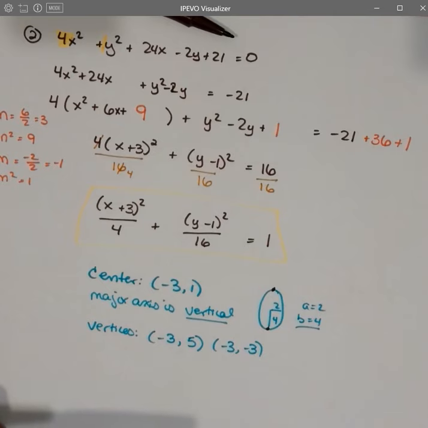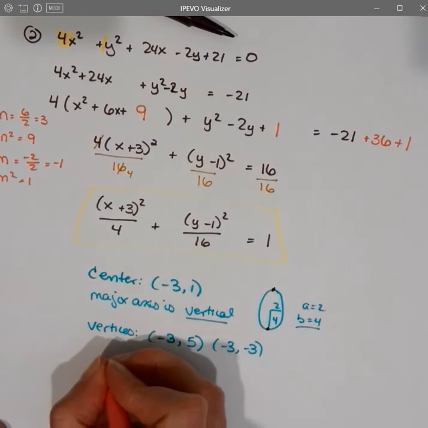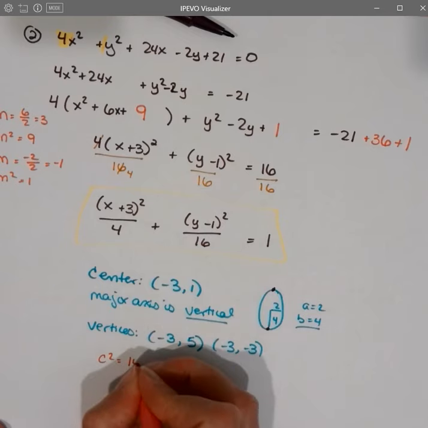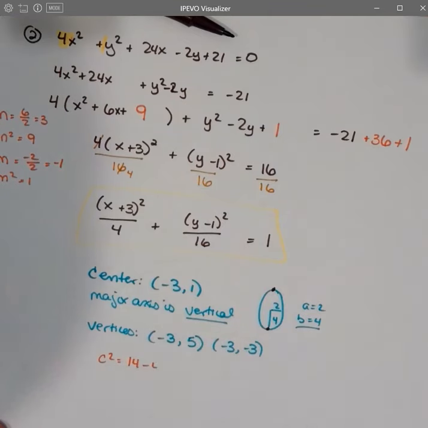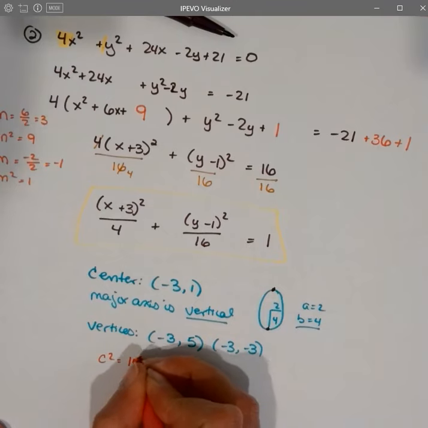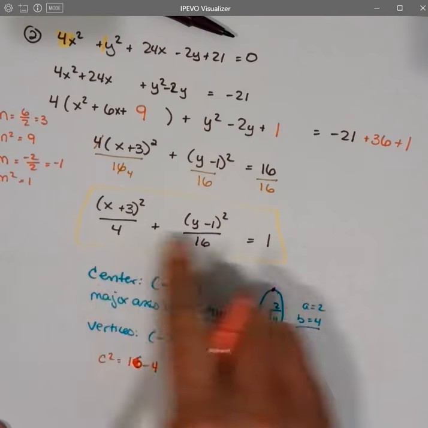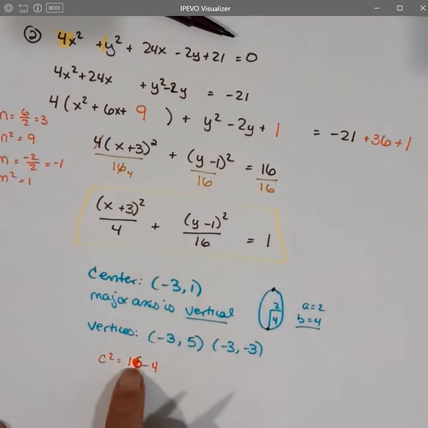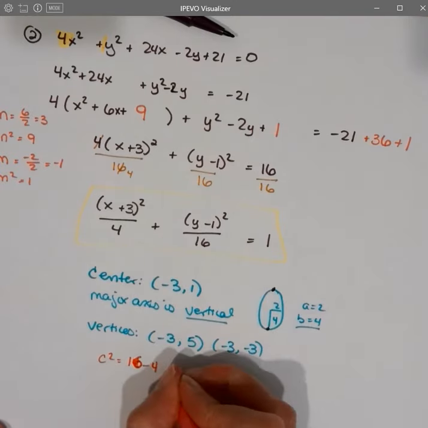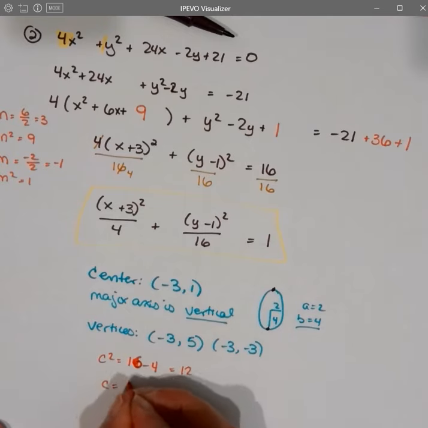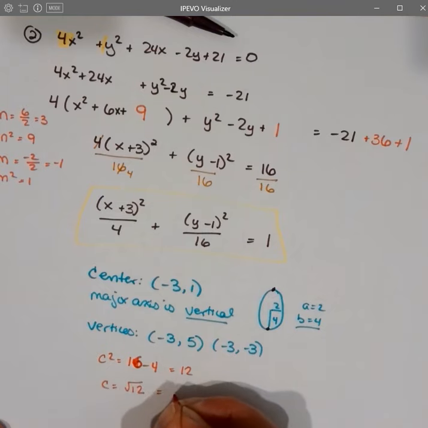All right, and then I need to find c. So I know that c squared is b squared minus a squared. So it's 14, it's not 14, it's 16 minus 4. I saw my 4, I don't know. 16 minus 4, that is b squared, that is a squared. So 16 minus 4 is 12. And so that means that c is the square root of 12, and that is 4 times 3, so 2 square roots of 3.